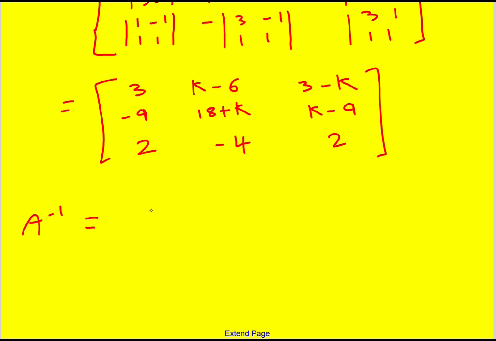The inverse matrix is going to be 1 over 2k, 1 over the determinant, but then I'm going to be multiplying not by the cofactor matrix, but by the cofactor matrix transposed. And remember, what that means is that we are reflecting along this diagonal. So I'm going to get 3 as before, but then it's going to become minus 9, k minus 6.